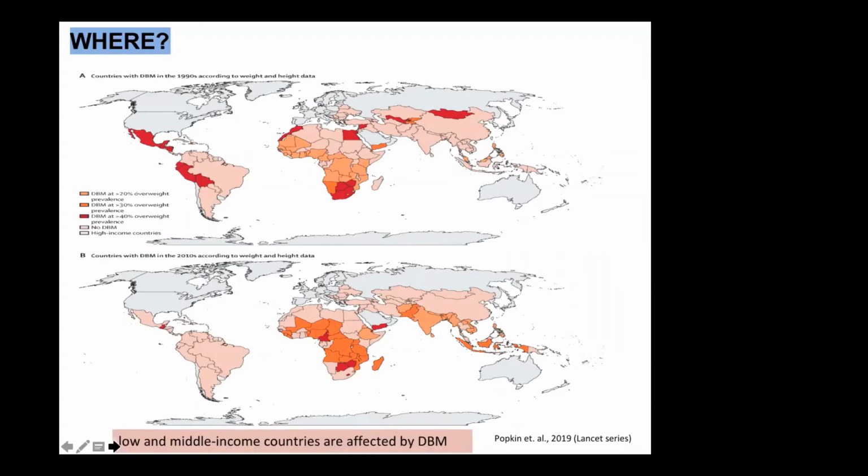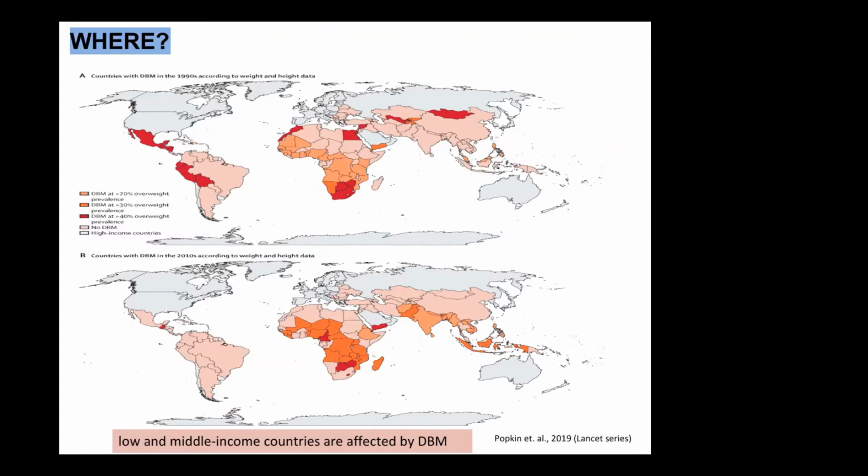So basically, low and middle income countries are now mostly affected by the double burden. As you can see, in the 1990s, the problem was most prevalent in some of the countries in South America and in Mexico and some parts of Africa and Asia. But if we look at the data from 2010, there is the change, and a lot of countries in Asia and Africa are now experiencing the double burden, especially South Asia, East Asia, and the Pacific region.